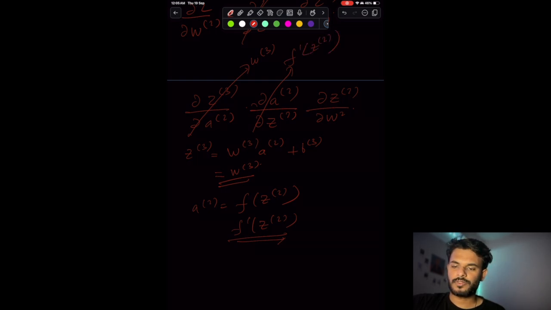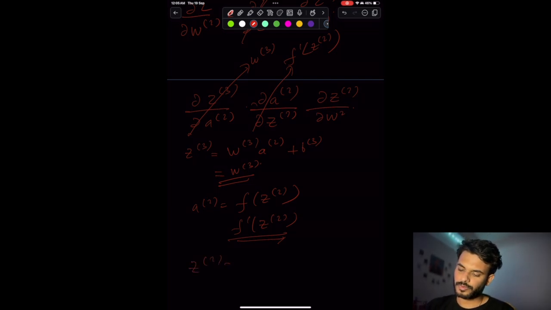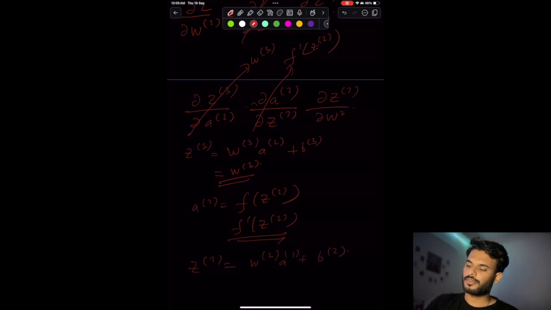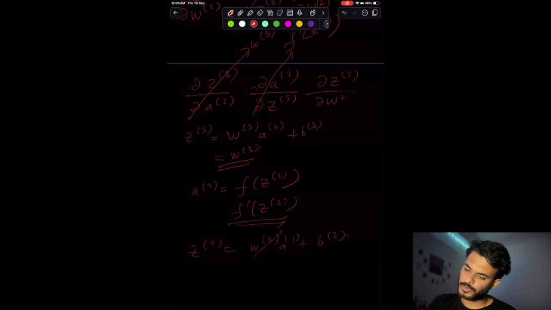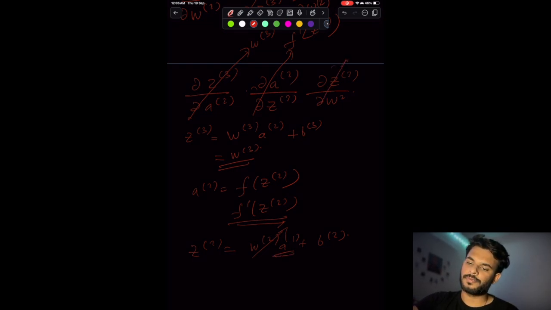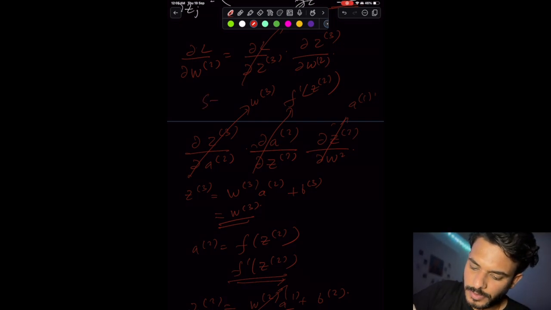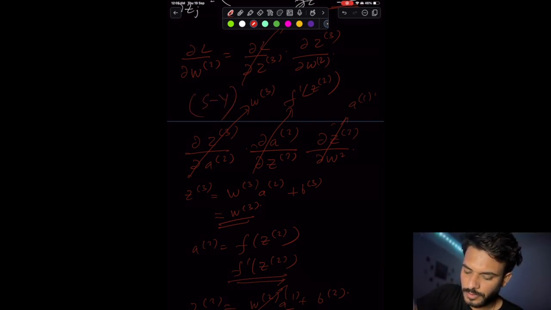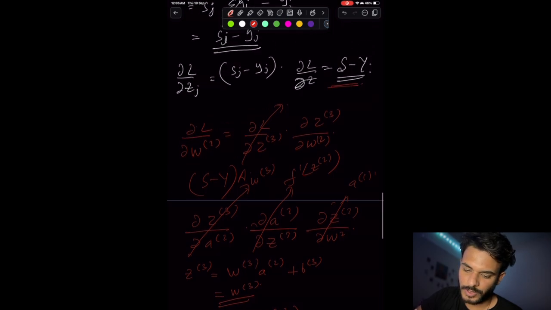And then if you see how Z2 and W2 are related, Z2 is basically W2 A1 plus B2. So if you differentiate Z2 with respect to W2, you'll simply get A1. So what does this become? This becomes S minus Y.